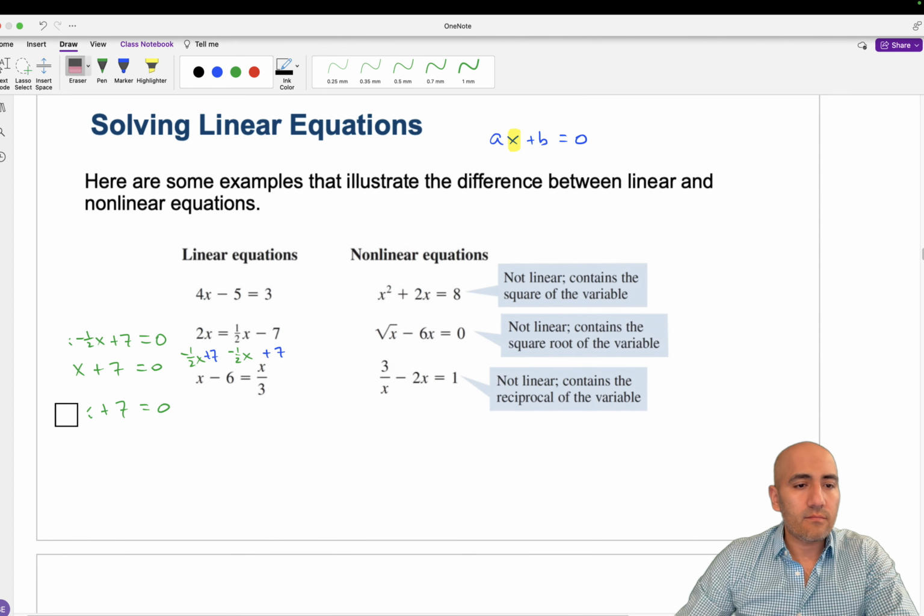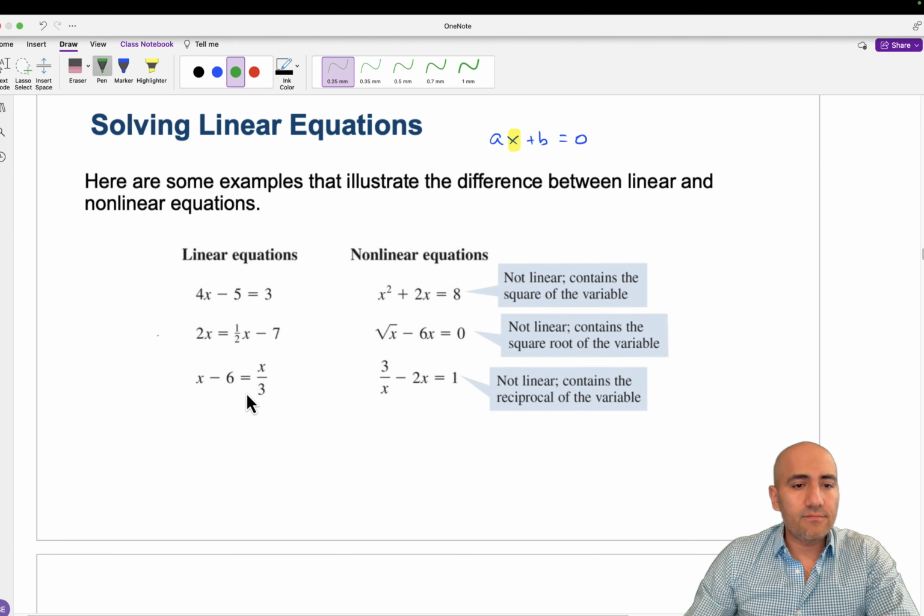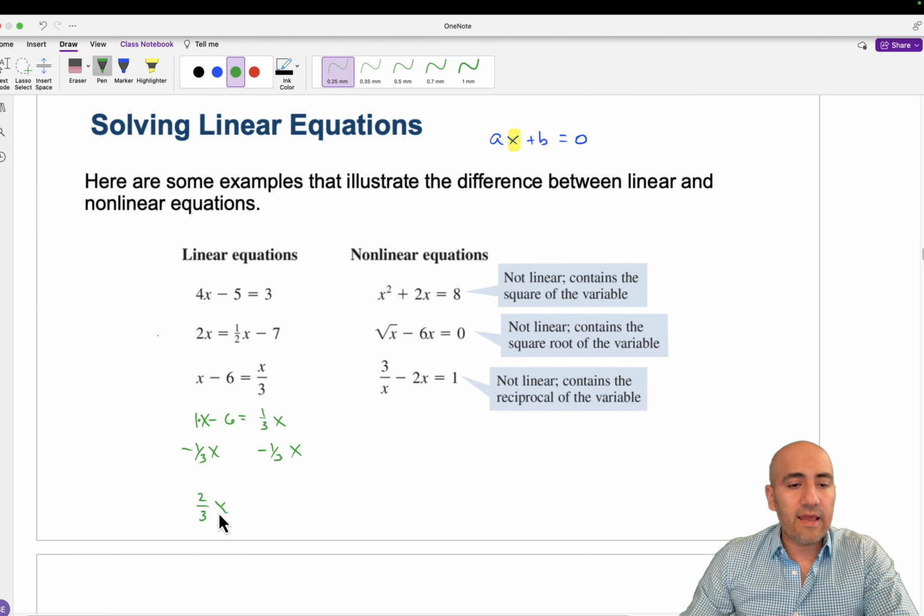The third one, likewise, we can rewrite just a little bit. I'm going to rewrite it as x minus 6 equals 1/3 x instead of x over 3. And then again, if we just bring it all to one side, we'll see that we can set it in that form. So subtract 1/3 x from this side, subtract 1/3 x from this side. 1, right? There's an invisible 1 right there. 1 copy of x minus a third gives you 2/3. So it'll be 2/3 x minus 6 equals 0.